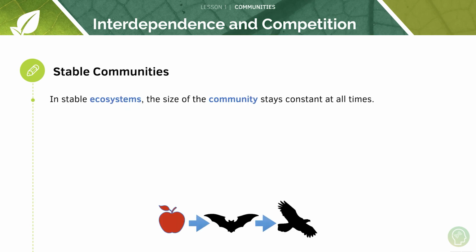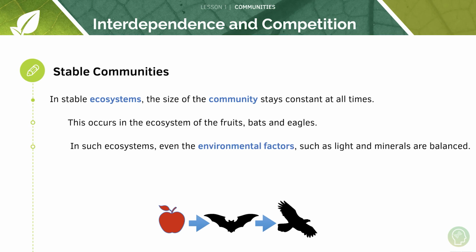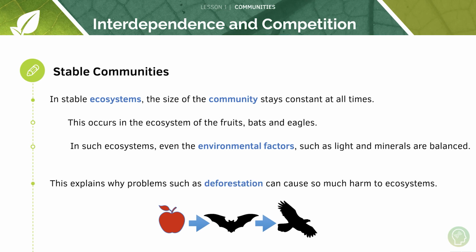Now, in stable ecosystems, the size of the community stays constant at all times. So this occurs in the ecosystem of the fruits, bats and eagles. And in such ecosystems, even the environmental factors such as light and minerals are balanced. So the aim is to maintain a stable ecosystem.